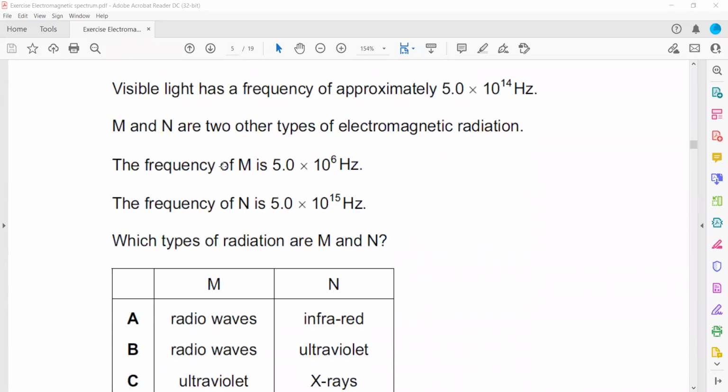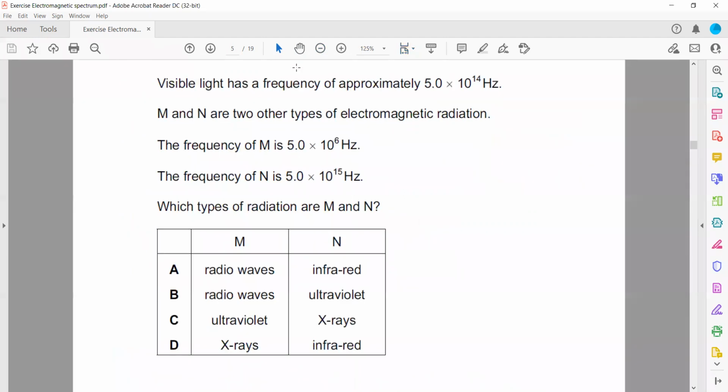The visible light has a frequency of 5 into 10 power 14. So this is the frequency of the visible light, the light which we can see. There is M which has a lower frequency than visible, and there is N which has a higher frequency. The frequency of M is 5 into 10 power 6, which is less. And for N it is 5 into 10 power 15.